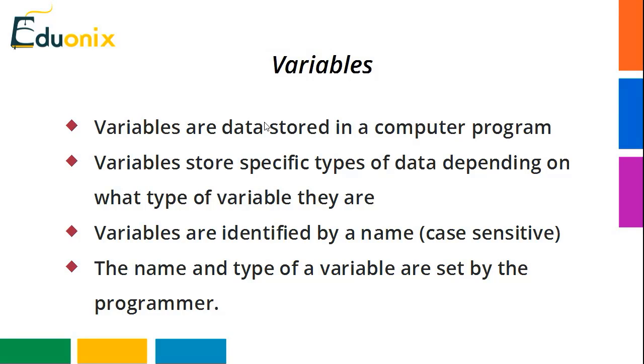The one difference between computer programming and mathematics is that variables can only store specific types of data. So you set a type of data, and a variable can only store the type that you set it to store. As I mentioned, variables are identified by a name, and that is a case-sensitive name. So if you give it a name, you cannot change the case of the name that you've given it. And as I mentioned, the name and the type of the variable are set by the programmer.